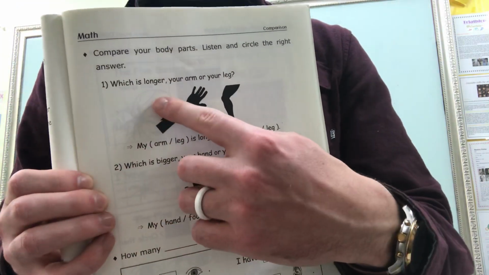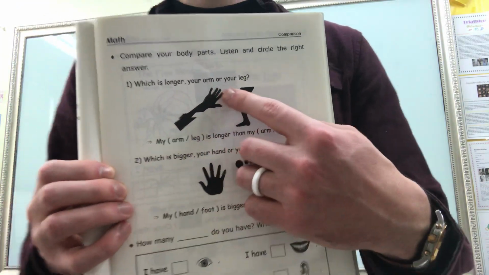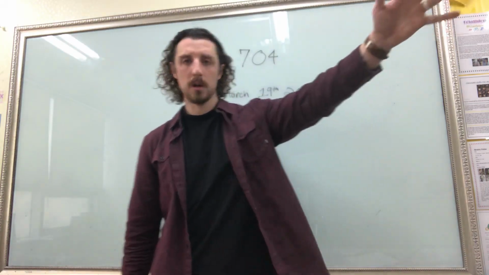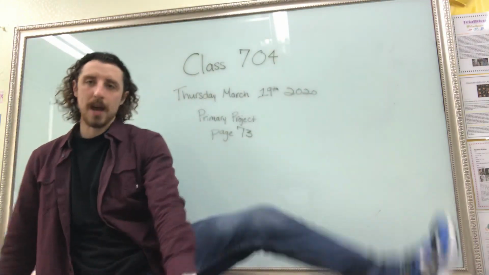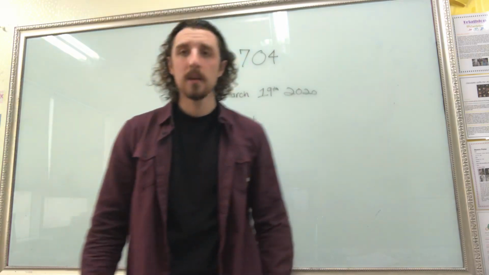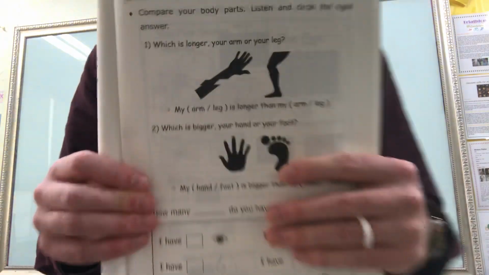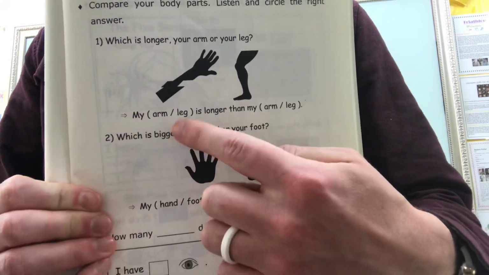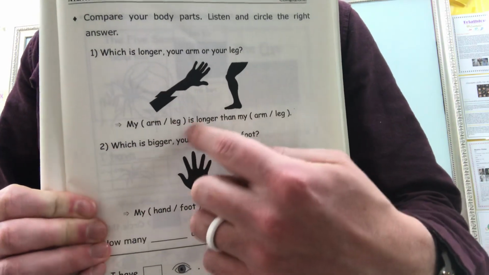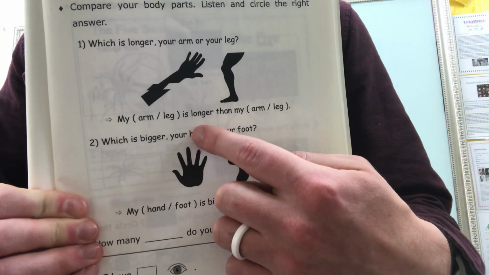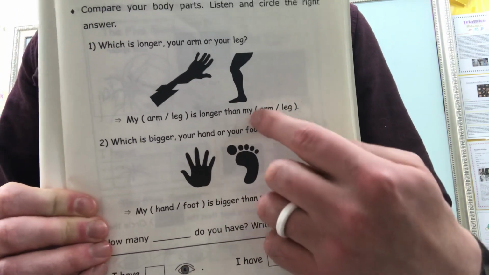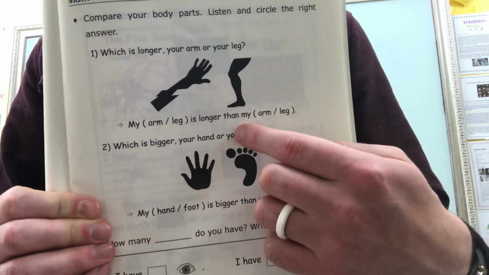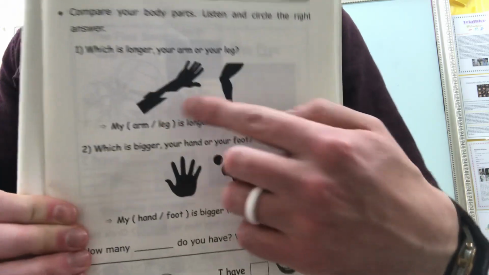So which is longer, your arm or your leg? Well, if we look, our leg is longer than our arm. So what we're going to do is circle leg. My leg is longer than my arm, right? Because the leg is longer than your arm.